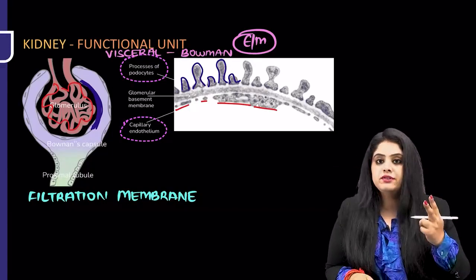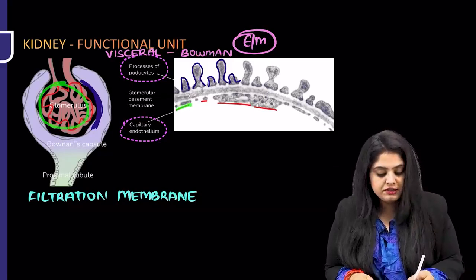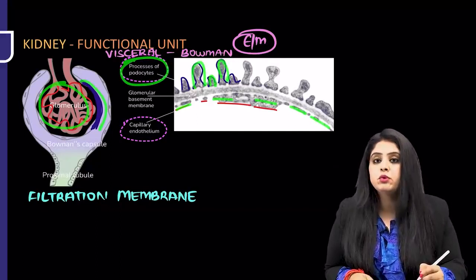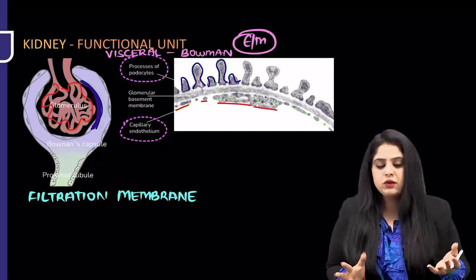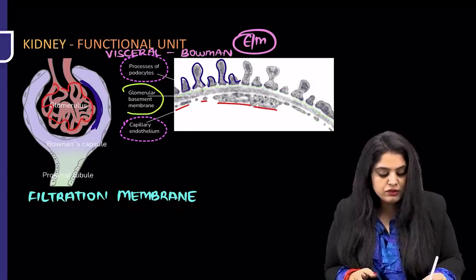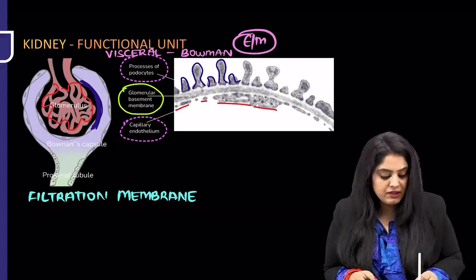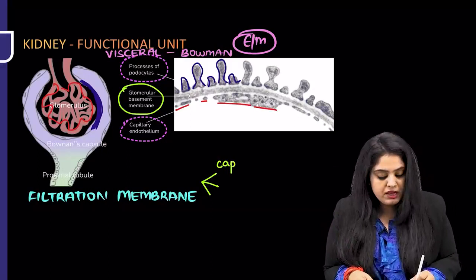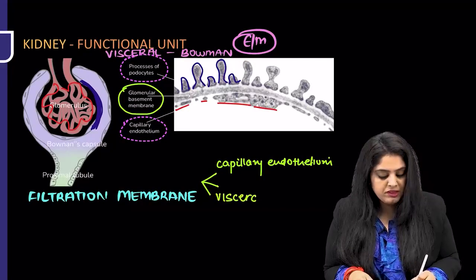So here we've got two layers in our filtration membrane. The red color layer is the capillary endothelium. Then the visceral Bowman's capsule is going to have these feet or podocytes, and what is in between them? Every cell of the body has a basement membrane. So what I have in between these two is going to be the glomerular basement membrane. So I realize that a filtration membrane is made up of three things. Number one, the capillary endothelium, on the innermost aspect. Then on the outermost aspect the visceral layer of the Bowman's capsule, so we'll call it visceral epithelium. And in between the two you have the basement membrane.